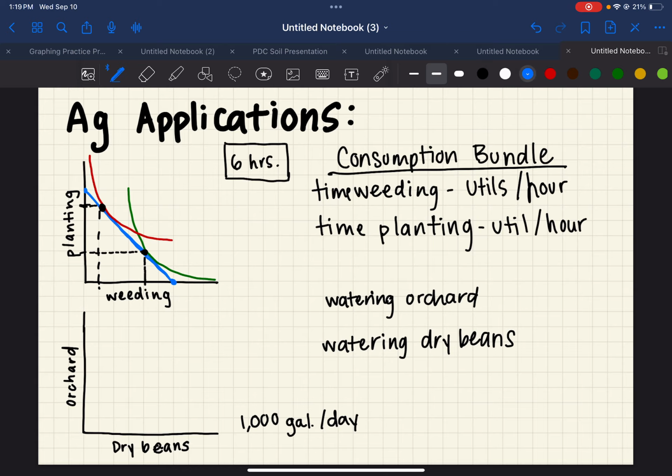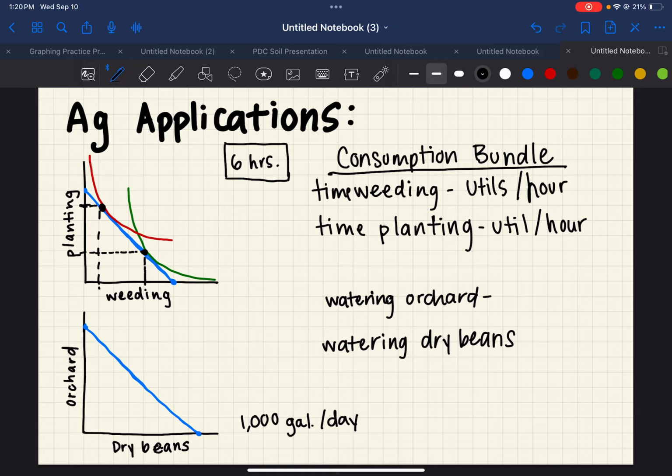Now, if we spent 0 gallons on our beans and 1,000 gallons on our orchard, let's say it gives us that dot. And if we do the opposite, spend all the water on the beans and no water on the orchard, we get there. So here's our budget line, our water budget line. So we would need to figure out our indifference curve. So for that, we need to figure out our utils.